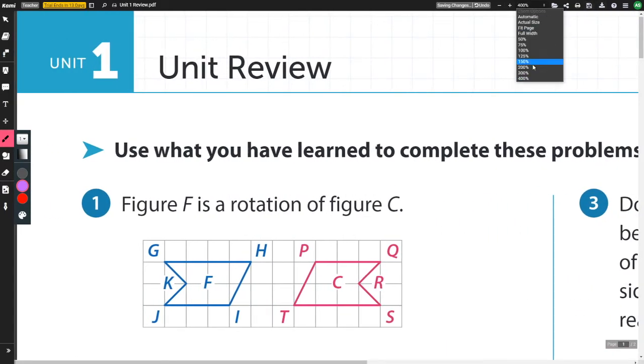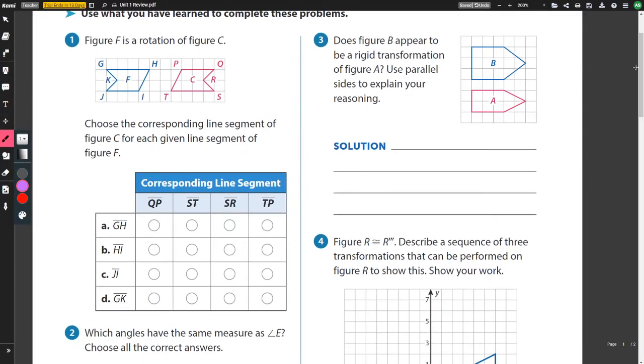Okay, I'm going to zoom out a little bit so I can see all of problem number 1. Problem number 1 says, figure F is a rotation of figure C. Choose the corresponding line segments of figure C for each line segment of figure F. When they say corresponding, they mean same side. Since these two figures are the same figure, just rotated, we need to find which side is the corresponding side of F and C.